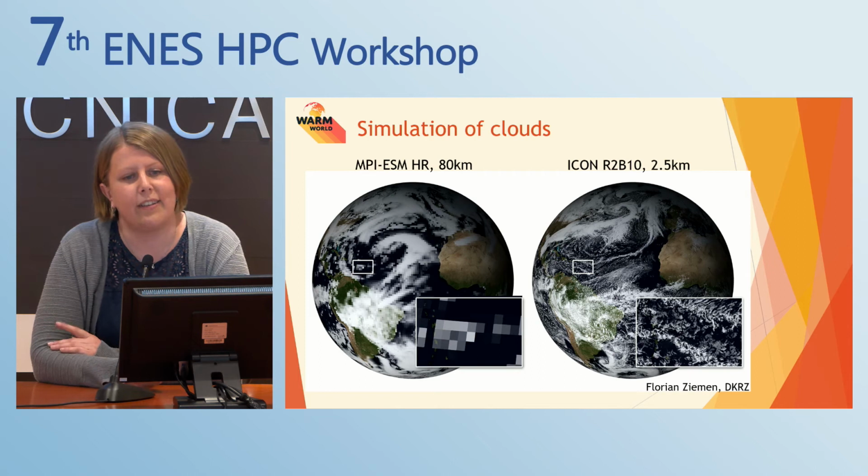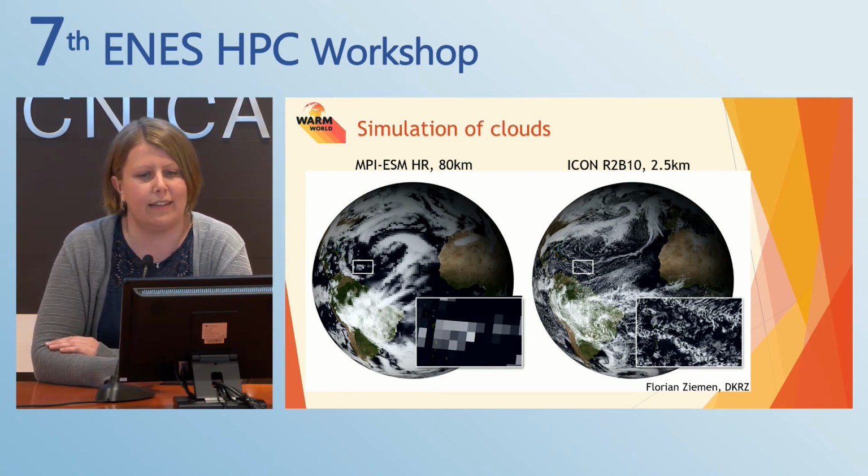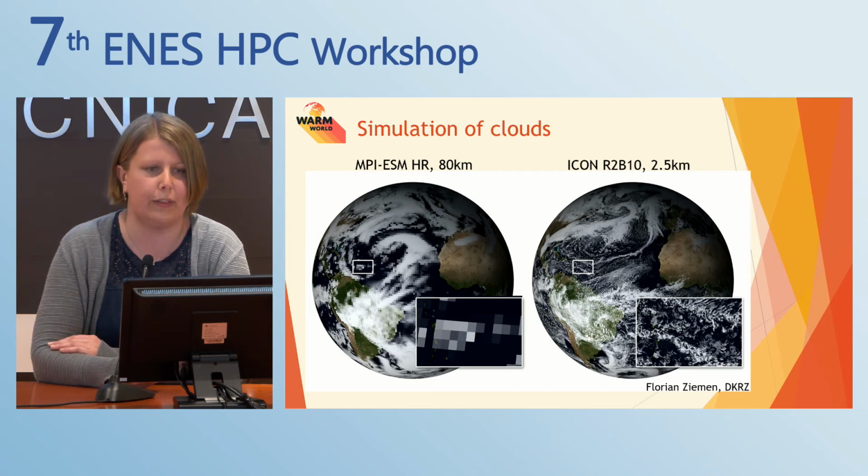And why are we interested in these kilometer scale resolutions? Here's a nice graphic from one of my colleagues, where on the left-hand side you can see a snapshot from a simulation with the MPI-ESM at a resolution of 80 kilometers, which was kind of typical, for example, for CMIP5. And on the right-hand side, from a recent simulation with ICON at R2B10 resolution, which is approximately 2.5 kilometers horizontal resolution. You can really see the differences, and especially at this kilometer scale resolution, how these small scale cloud features can really be simulated. This resolution is also really important because it allows us to directly simulate the vertical energy transport in the tropics, which is the most important mode of energy transport there.